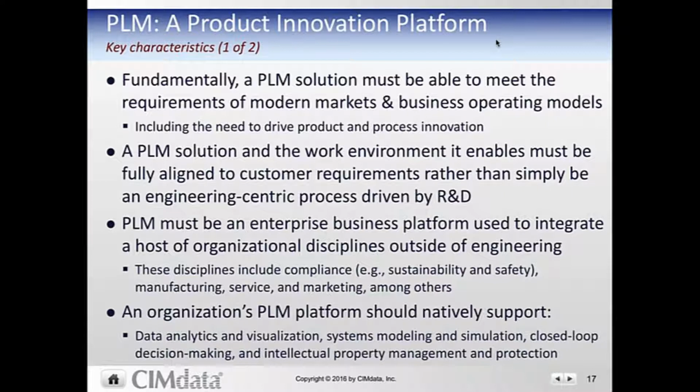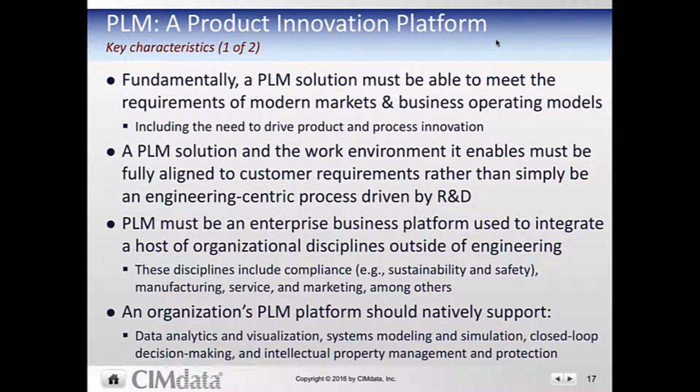It must be an enterprise platform, business platform, and it must be used to integrate a whole host of organizational disciplines outside of engineering. Disciplines that include compliance, sustainability and safety, certainly manufacturing and service, marketing, purchasing, and the list goes on of the product data creators and users throughout an enterprise.